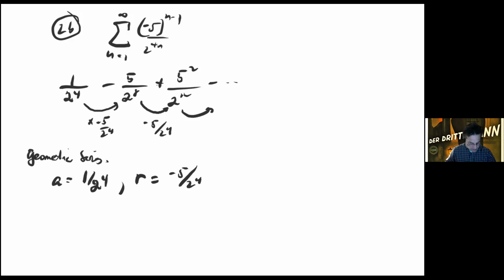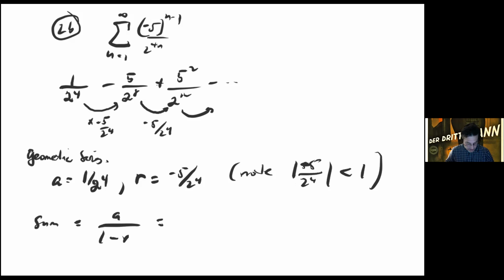So now the sum of this series, it converges, of course, because this is less than 1 in absolute value. Let me write. Note that the absolute value of -5 over 2 to the 4th is strictly less than 1, so it converges. And it converges to a over 1 minus r, which in this case is 1 over 2 to the 4th power over 1 minus (-5 over 2 to the 4th). In other words, over 1 plus 5 over 2 to the 4th power.